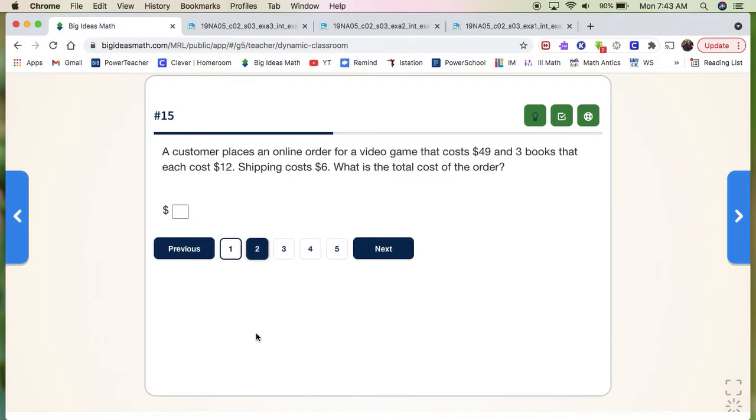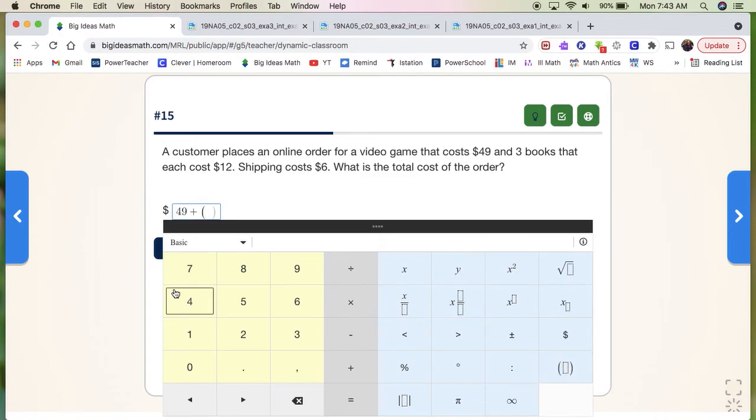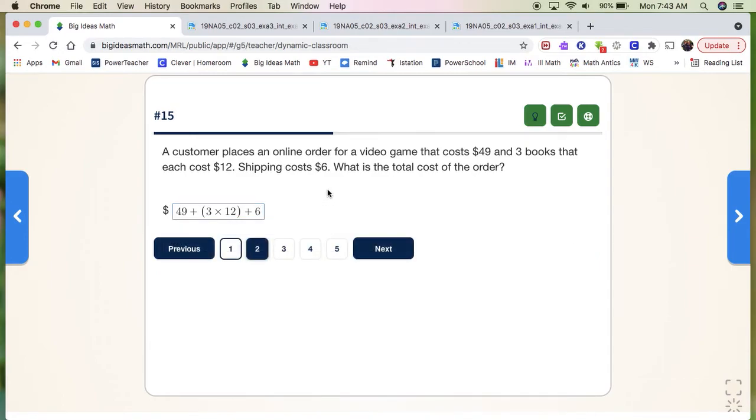All right, a customer places an online order for a video game that costs $49 and 3 books that each cost $12. Shipping costs $6. What is the total cost? All right, so we've got this video game, and we're going to add to that the cost of 3 books that are $12 each. So I'm going to group that together as 3 times 12. And then, remember we talked about shipping the other day. Thankfully, you only have to pay 1 shipping fee. You don't have to pay the shipping for every item, just 1 overall.